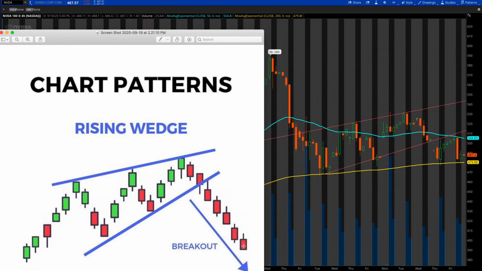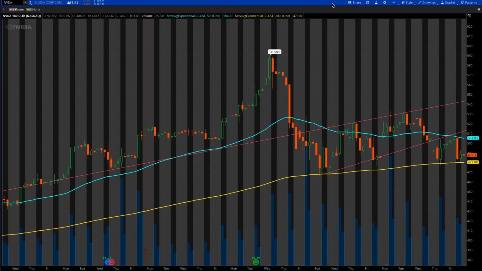Now, this would be an opportunity to profit off of puts, which means that you're betting against the stock, or maybe shorting the stock if you're not comfortable with trading options. Same thing happened. This pattern could be found on NVIDIA as well. So here we have NVIDIA. This is the 4-hour chart on NVIDIA. You could have used the 1-hour chart or whatever chart that you're comfortable with using.